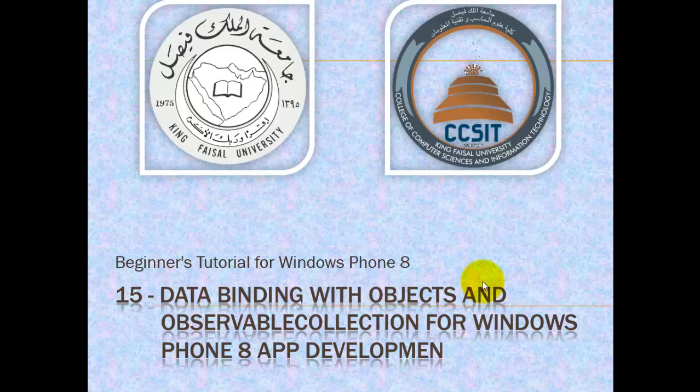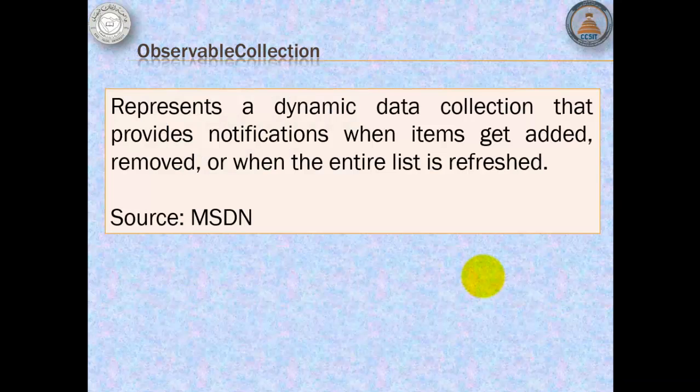This is part 15 in the series entitled Data Binding with Objects and Observable Collection for Windows Phone 8 app development using C#. Observable collection is another generic data type which provides notifications when items get added or removed or when the entire list is refreshed.